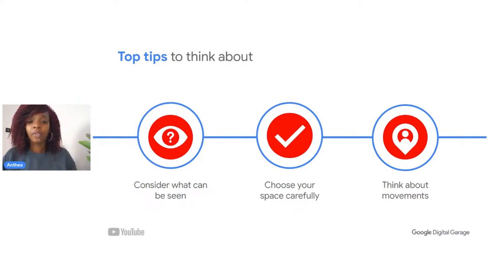Choose your space carefully. Try and find a room with clothes or carpets in it that help to avoid echoes, unlike the bathroom. You don't want to be in a place that's just going to send the sound back to you. So you want to buff it up as much as possible.